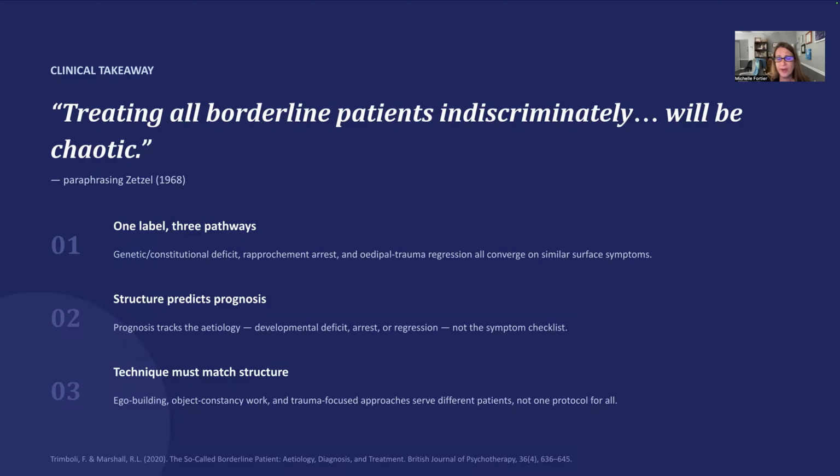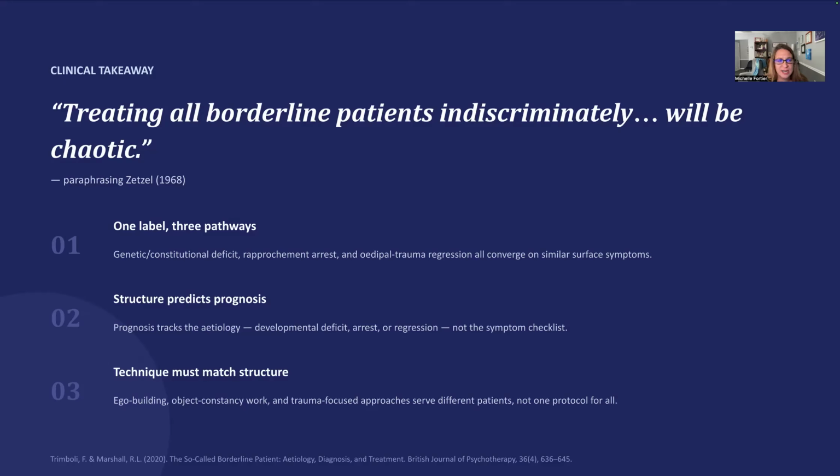The clinical takeaway for this article is that treating all borderline patients indiscriminately will be chaotic. You need to figure out, based on the etiology, what you see in front of you and what intervention you might need to do. I also think it's helpful to discuss this with clients so they know what to expect, how long it might take to get remission or relief from their symptoms, and what that might look like. So, one label, three pathways.